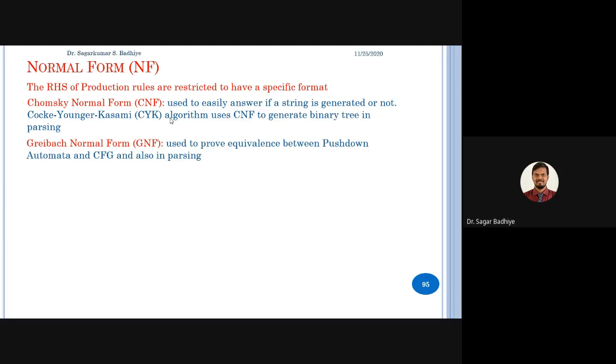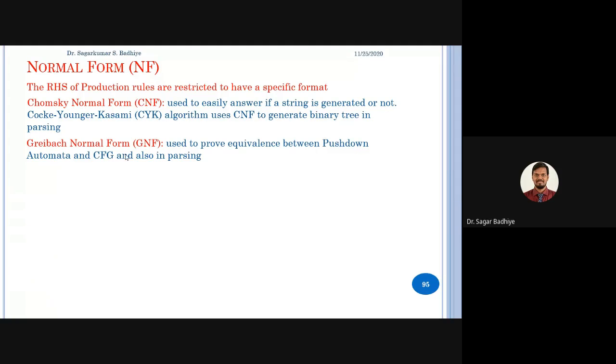The second normal form is the Greibach normal form, that is used to prove the equivalence between context-free grammar and the push-down automata. Right? As we have seen, there was finite automata to represent a language that is regular language, which was generated by a regular grammar. Similarly, there is a machine known as push-down automata that is used to represent the language which is generated by your context free grammar, that is a context free language.